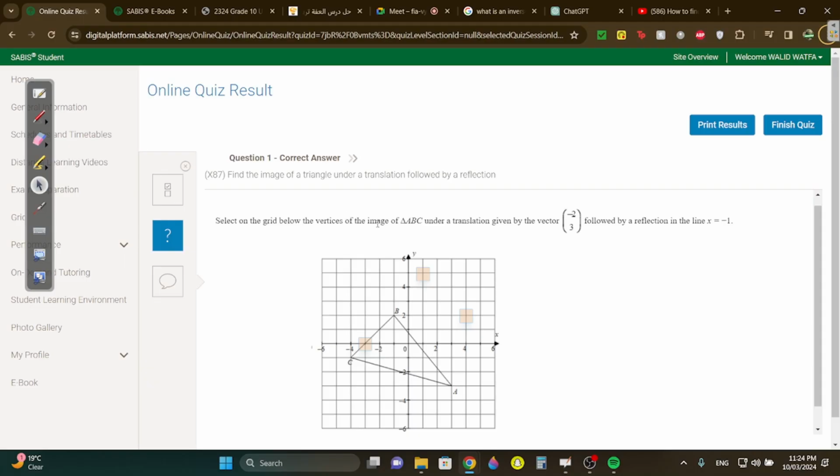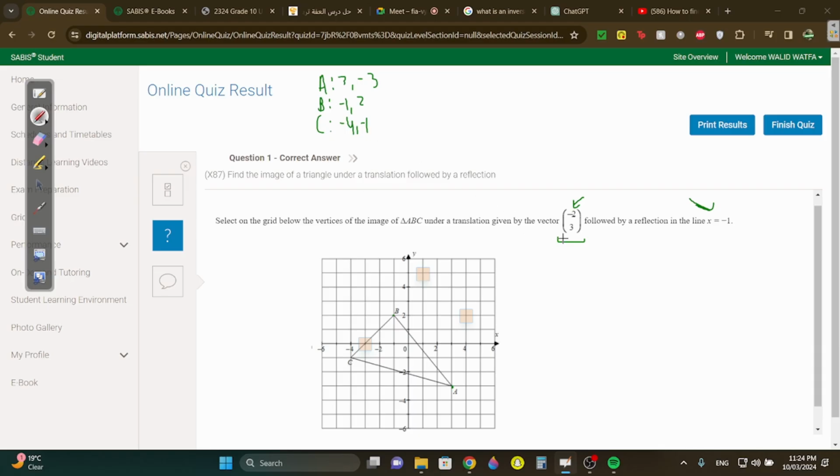So question 1: select on the grid the image of ABC under a translation given by -2, 3, followed by a reflection in the line x equals -1. Okay, we have two steps here. First we have to translate the image by -2, 3, then we reflect it in x equals -1. A way I like to solve is to plot all your points. What are my points? We have A, which is down here at 3, -3.